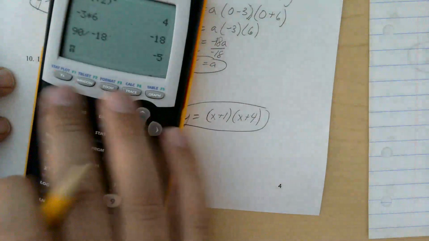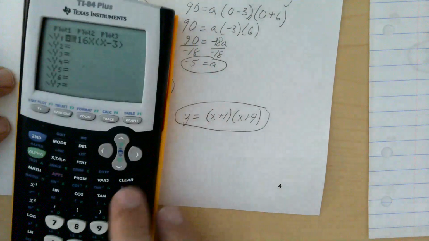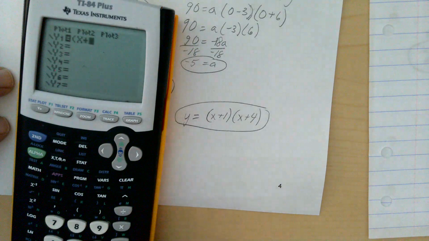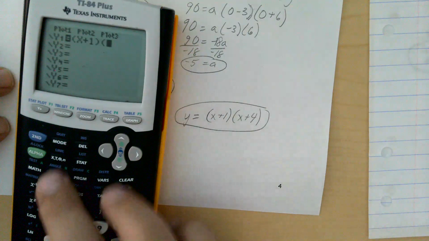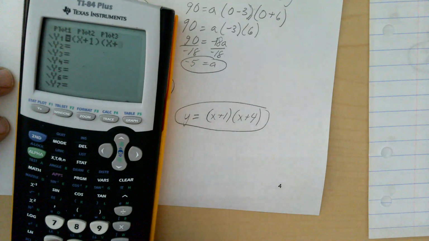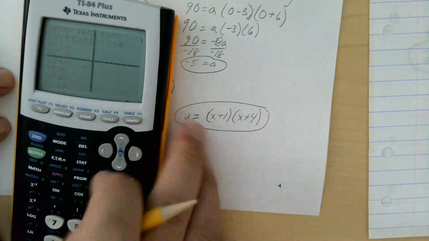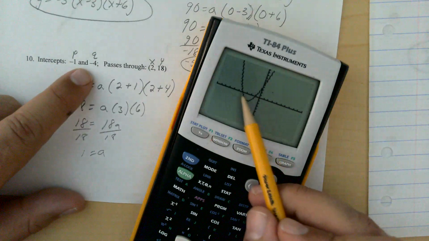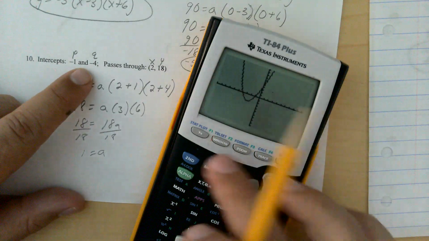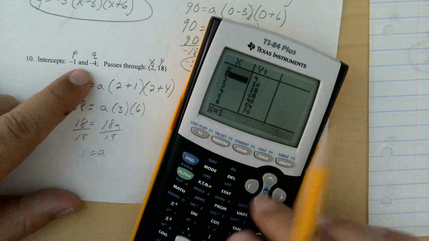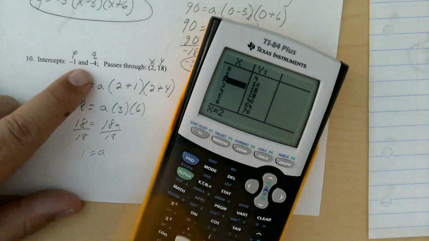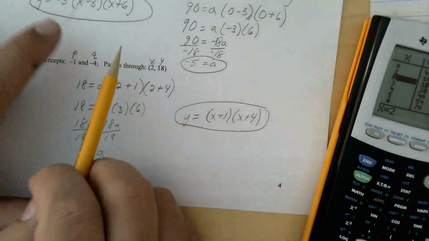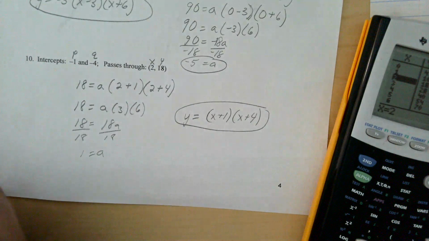And I'll quickly, since I have some time yet, I'm going to quickly just verify this. So if I wanted to, I look at the clock, I still have more time. I can verify that we did this correctly because I should see a graph that crosses the x-axis at -1 and -4. And if I go to my table, I should see the point 2, 18. And we see the point 2, 18. That is the only rule that meets these conditions.